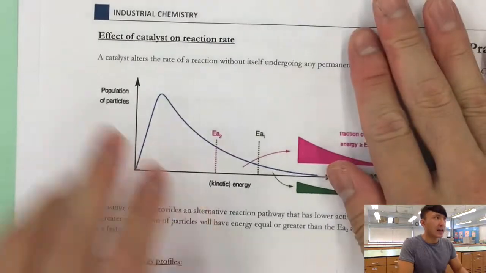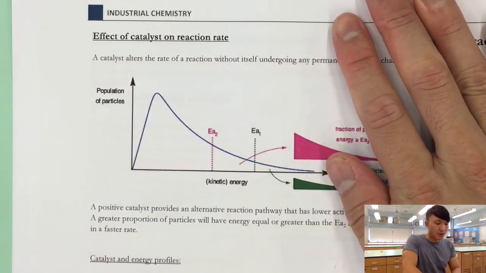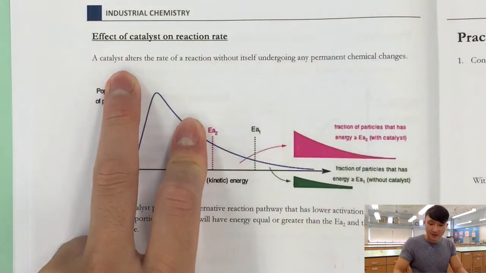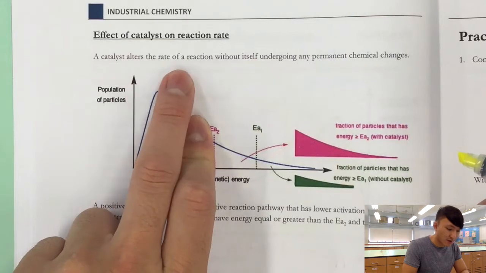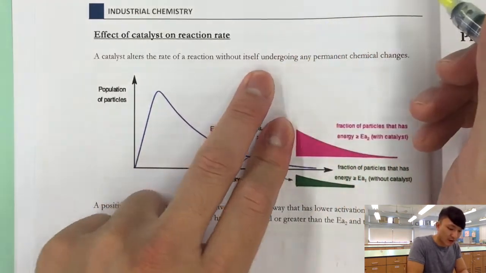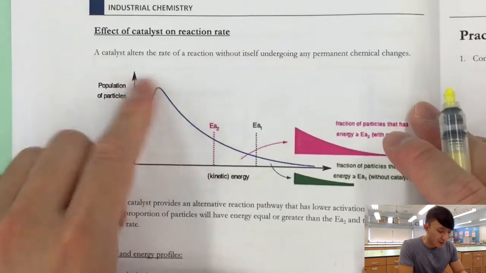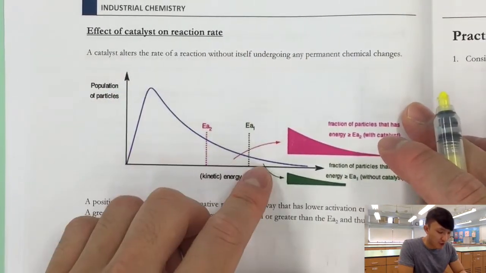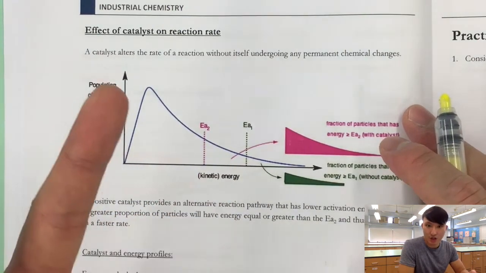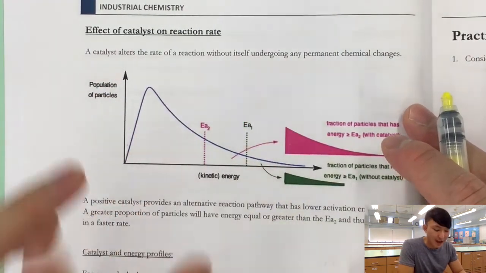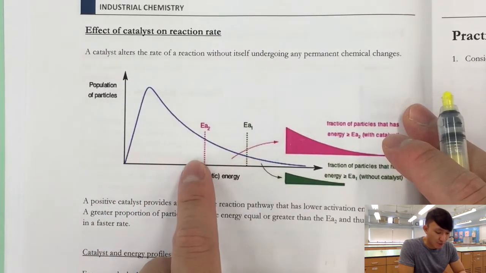Now, we want to look at how catalysts affect the reaction rate. Now, first of all, again, you have seen this definition many times. A catalyst can alter the rate of reaction without itself undergoing permanent chemical changes. Okay? Now, this time, if you look at the Boltzmann distribution curve, we only have one curve because now we are not talking about two different temperatures, so only one curve. But now we have two activation energies. We have a EA1 and EA2.